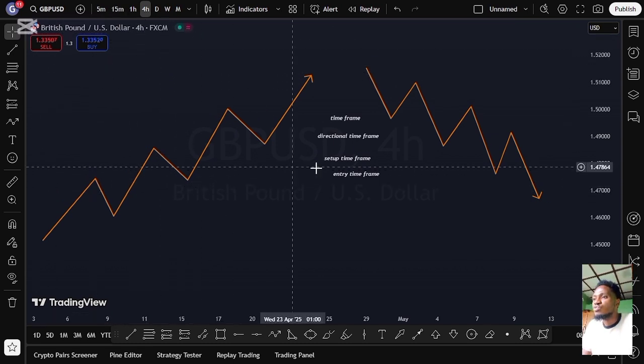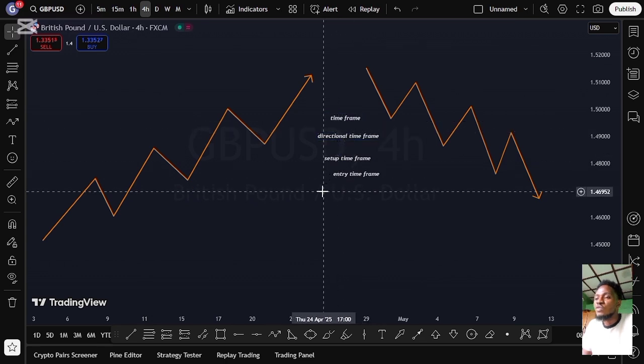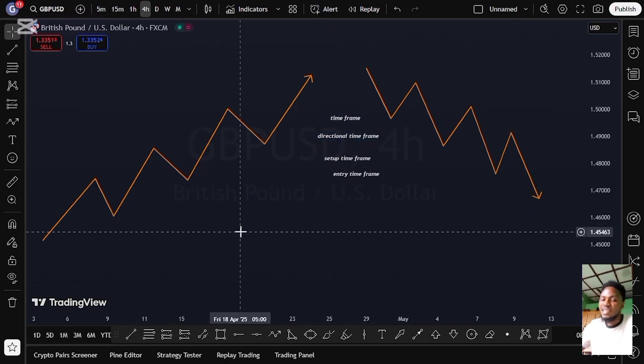Now, what do I need to do in each of these time frames? Let's say, for example, the weekly. This is where I will mark my key level.